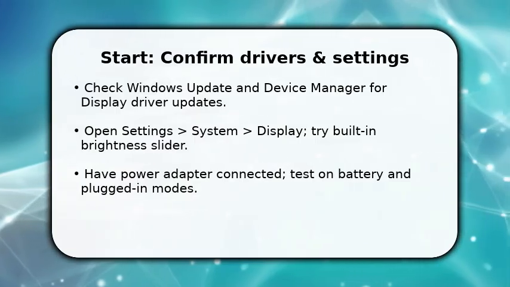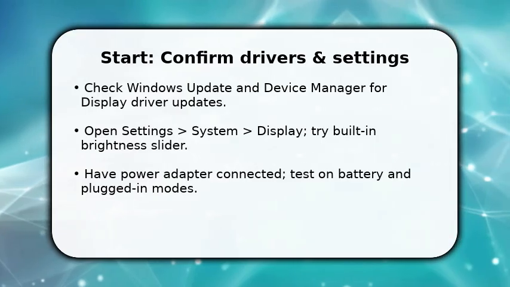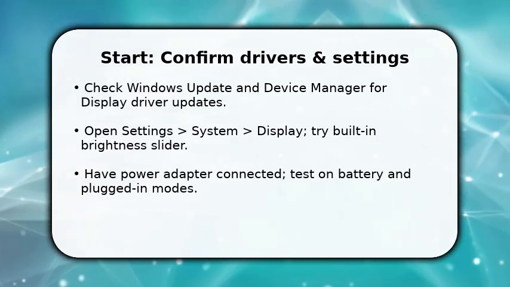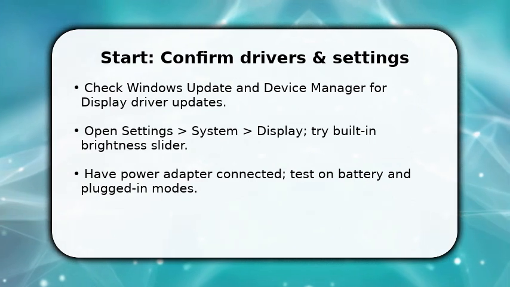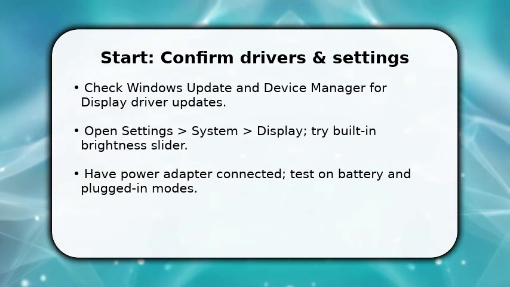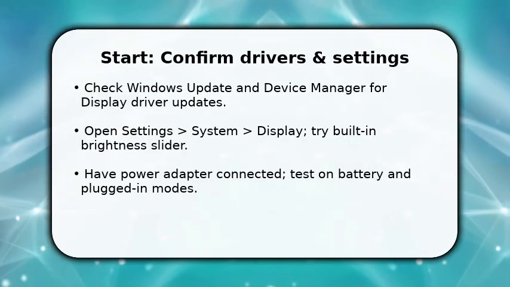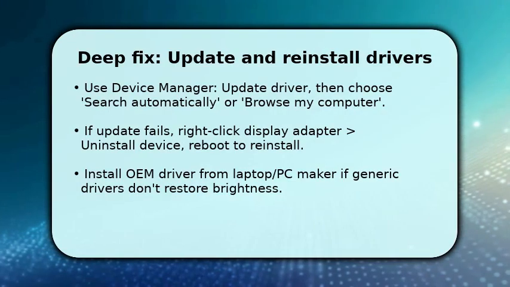Make sure to connect the power adapter and test both battery and plugged-in behaviors, because adaptive brightness can behave differently under each power profile. Now you move into the more complex middle steps to ensure the brightness control works.